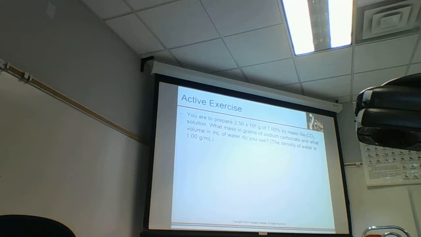Mass composition. So, look at this problem. You are to prepare 2.50 times 10 squared grams of 7.00% by mass sodium carbonate solution. What mass in grams of sodium carbonate and what volume in milliliters of water do you use? And so we want 250 grams of this solution.